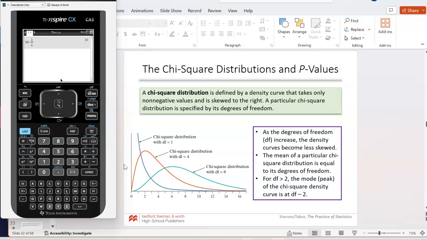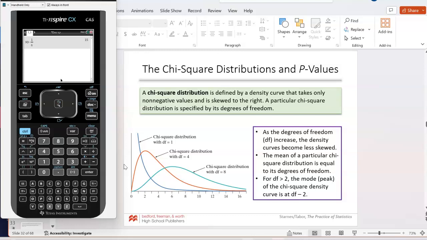I really like you to write these down in your notes. As degrees of freedom increases, it becomes less skewed. So at least less skewed, maybe more normal. The mean of a particular chi-square distribution is equal to its degrees of freedom. Well, that's kind of a fascinating stat you would not expect. But the mean of chi-squared is always equal to its degrees of freedom. So if the degrees of freedom is 8, you would expect the mean to be 8.